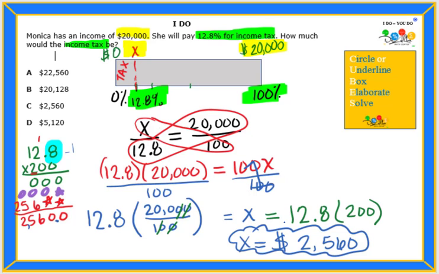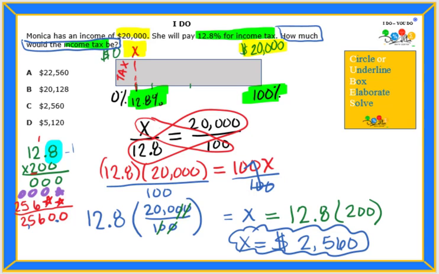2,560. Now, in other questions, they have asked us what will be the net income, which means we had a second step. But in this question, if we go back and look at that question one more time, it says, how much would the income tax be? So they're only asking us about the income tax. Okay, so there is no subtracting. The income tax is 2,560.